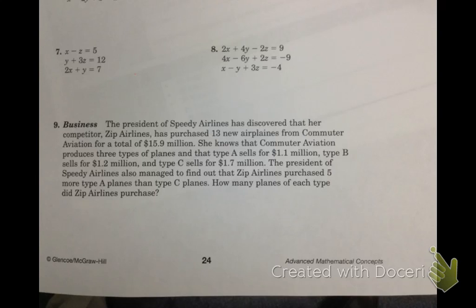All right, I don't think this one's going to be too bad. We got to set up a system of equations to determine how many of each airplane that these companies purchased. All right, so I went ahead and cleared the problem away here, and we know that all three of those airplanes put together are going to equal.